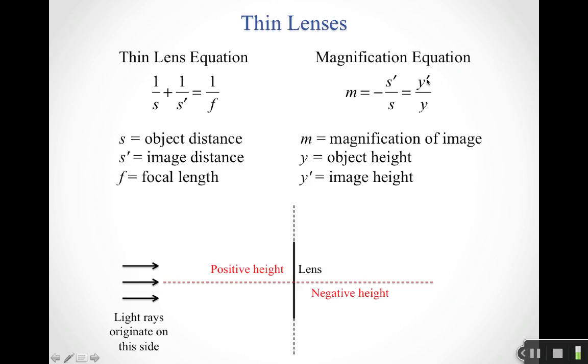In terms of thinking about this equation, because my image is below the principal axis, it's inverted. My image height is going to be negative. My object height will be positive. So this equation gives me that same negative magnification. This equation we'll use to figure out the magnification of an object. This equation we'll largely use to figure out the location.